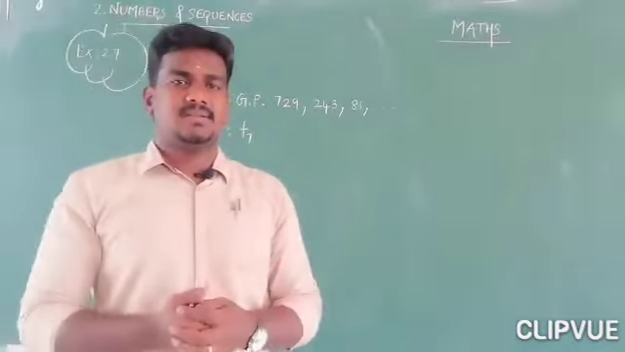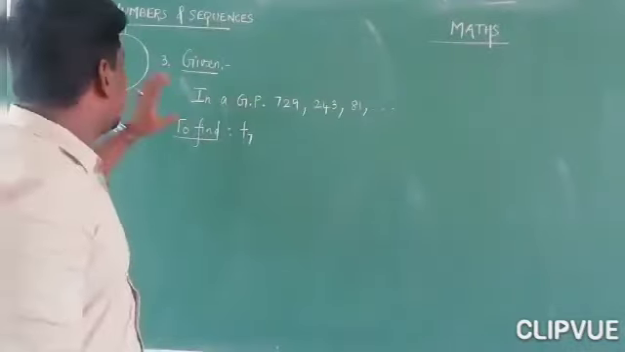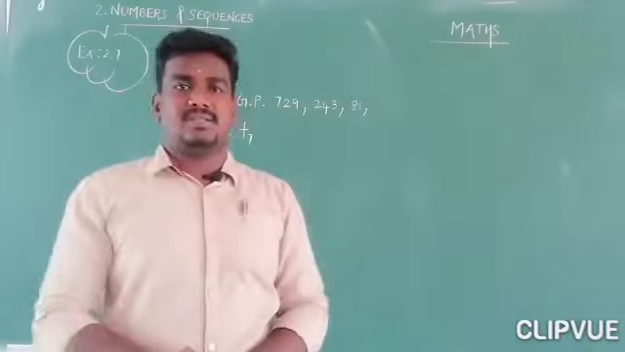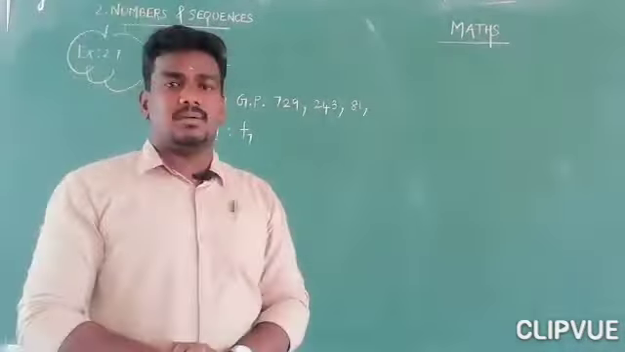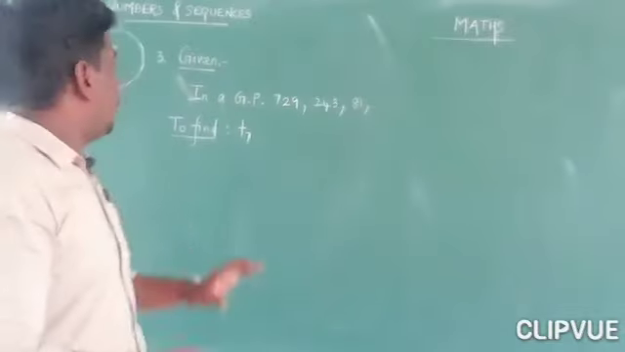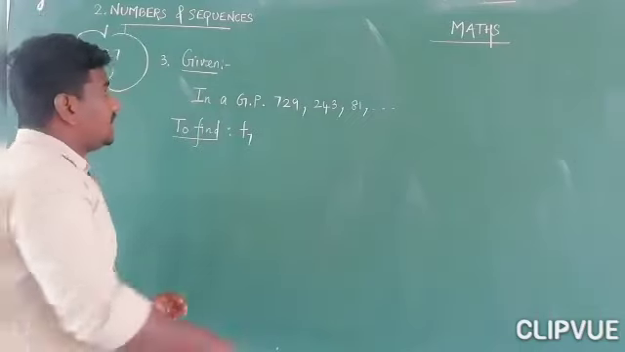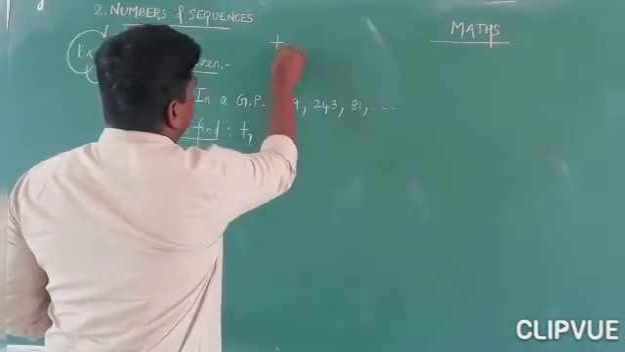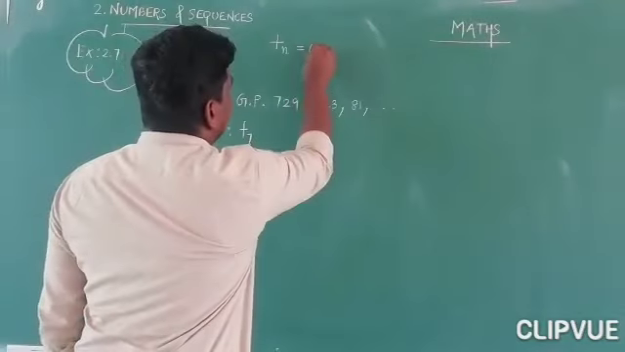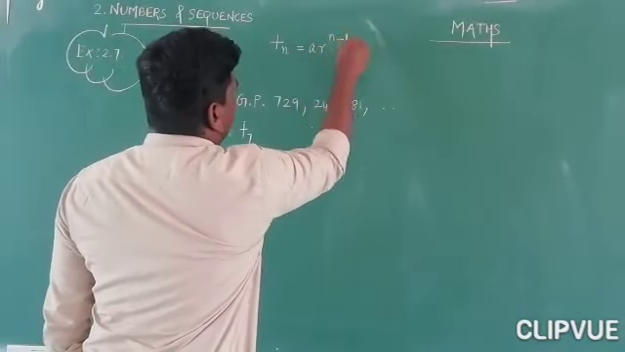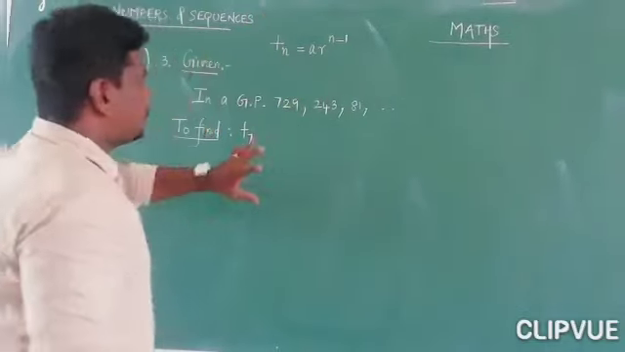Actually, we are dealing with the second chapter, numbers and sequences, especially geometric progression or geometric sequence. Exercise 2.7 problems we are solving. Now, exercise 2.7, question number 3. You know that the general term of a geometric sequence is very important: Tn is equal to a r power n minus 1. Using this concept we are going to solve this problem.